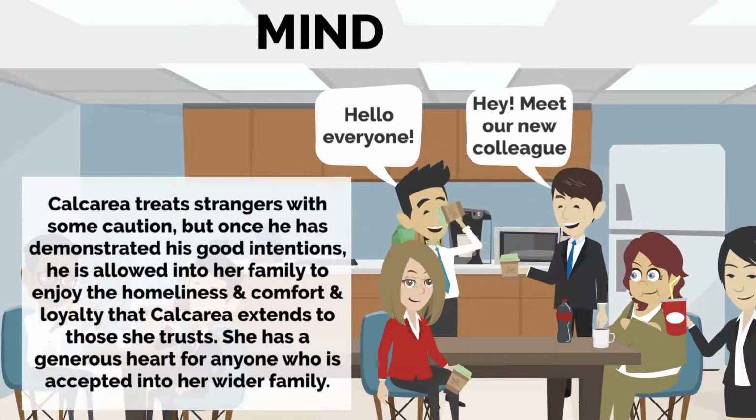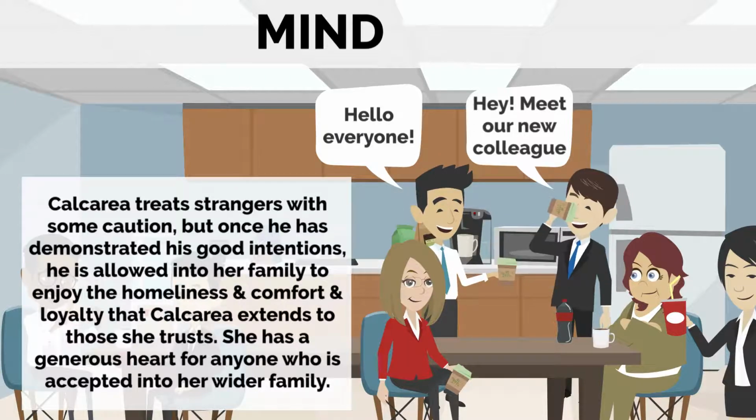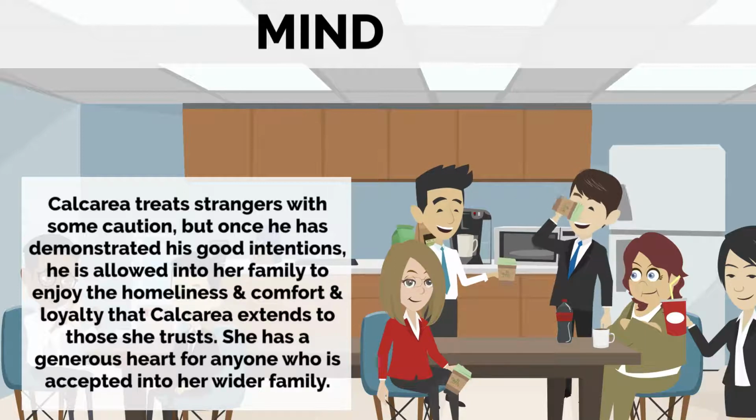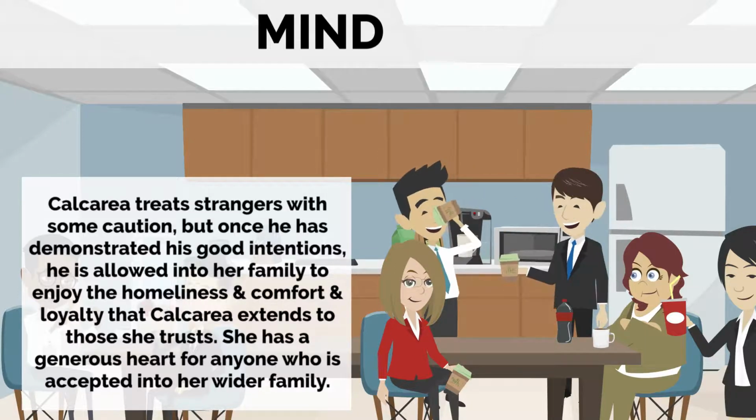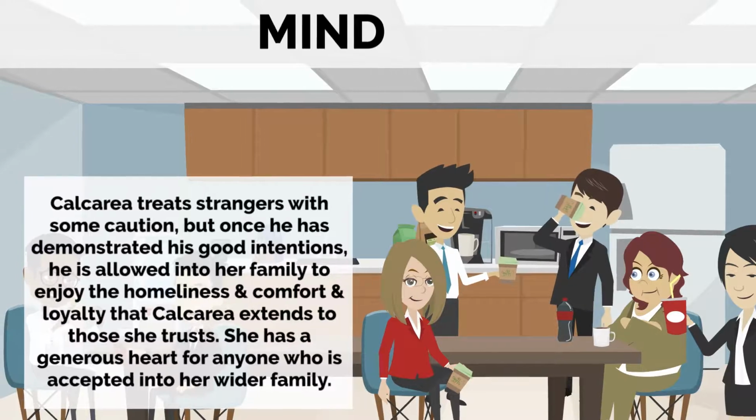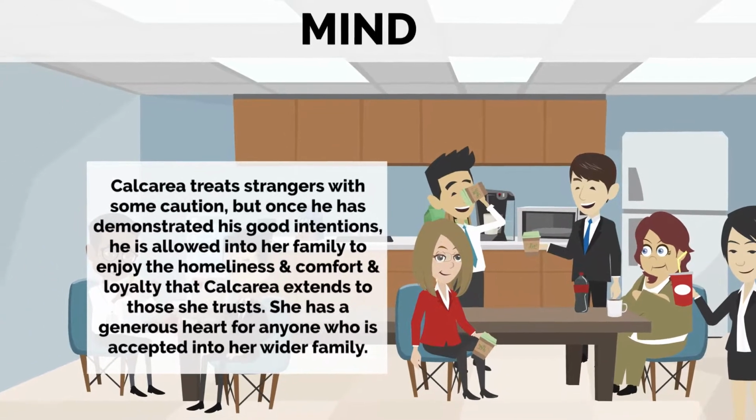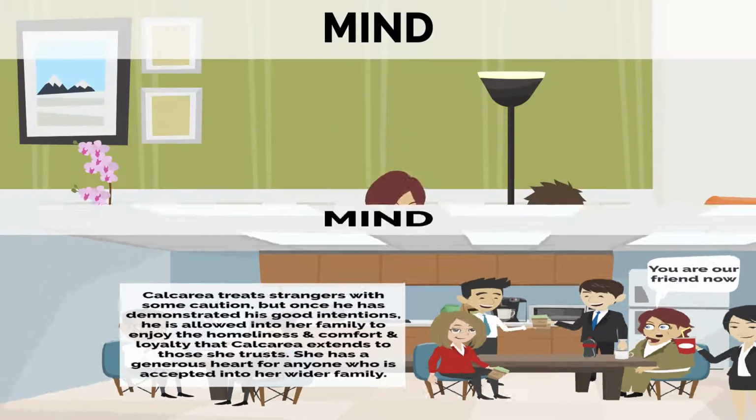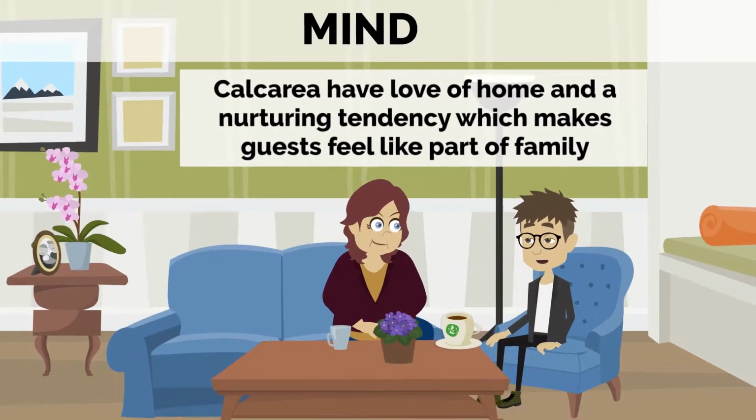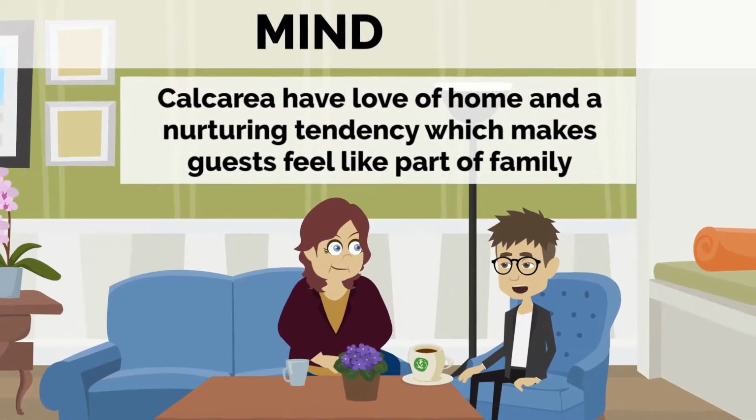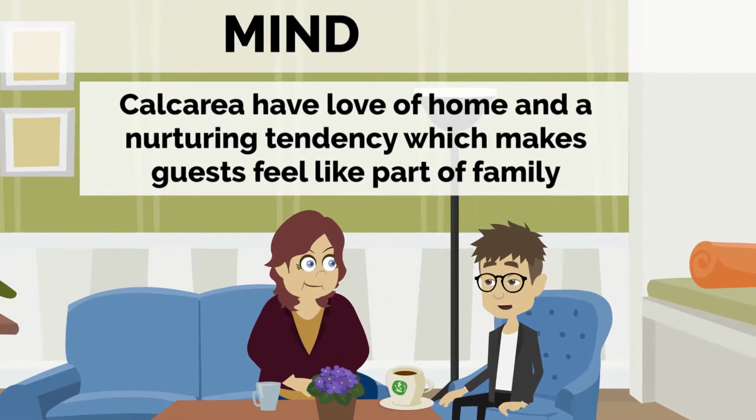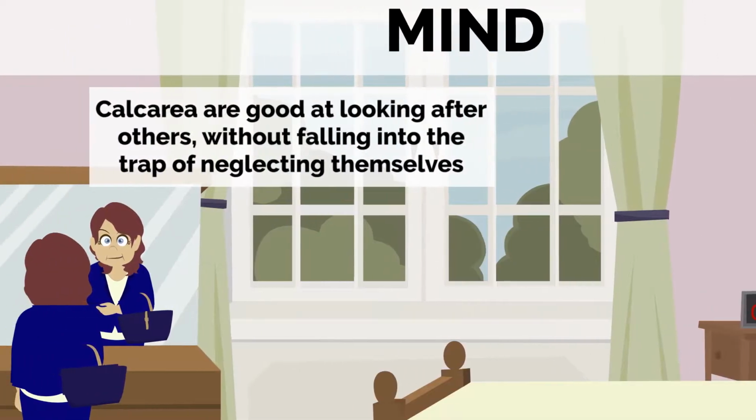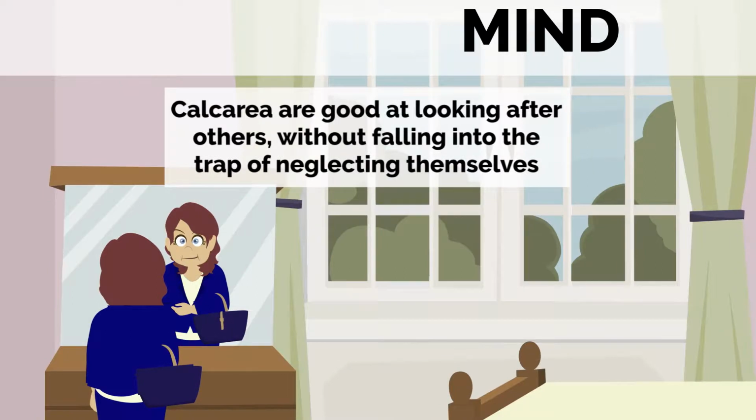Calcarea treats strangers with some caution, but once he has demonstrated his good intentions, he is allowed into her family, to enjoy the homeliness, and comfort, and loyalty, that Calcarea extends to those she trusts. She has a generous heart, for anyone who is accepted into her wider family. Calcarea have a love of home, and a nurturing tendency, which makes guests feel like part of the family. Calcarea are good at looking after others, without falling into the trap of neglecting themselves.